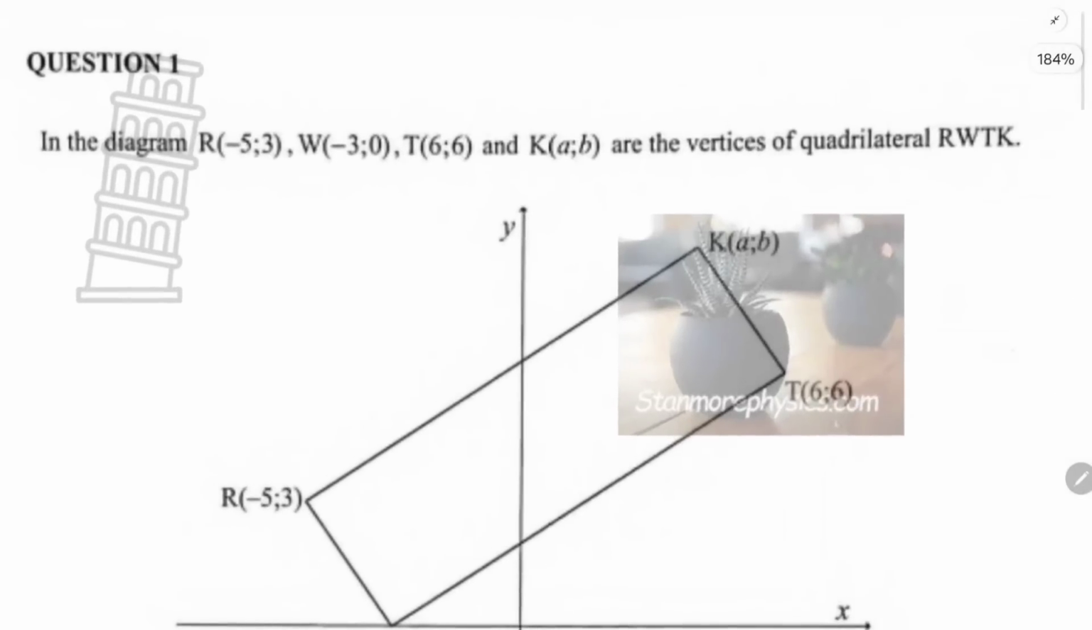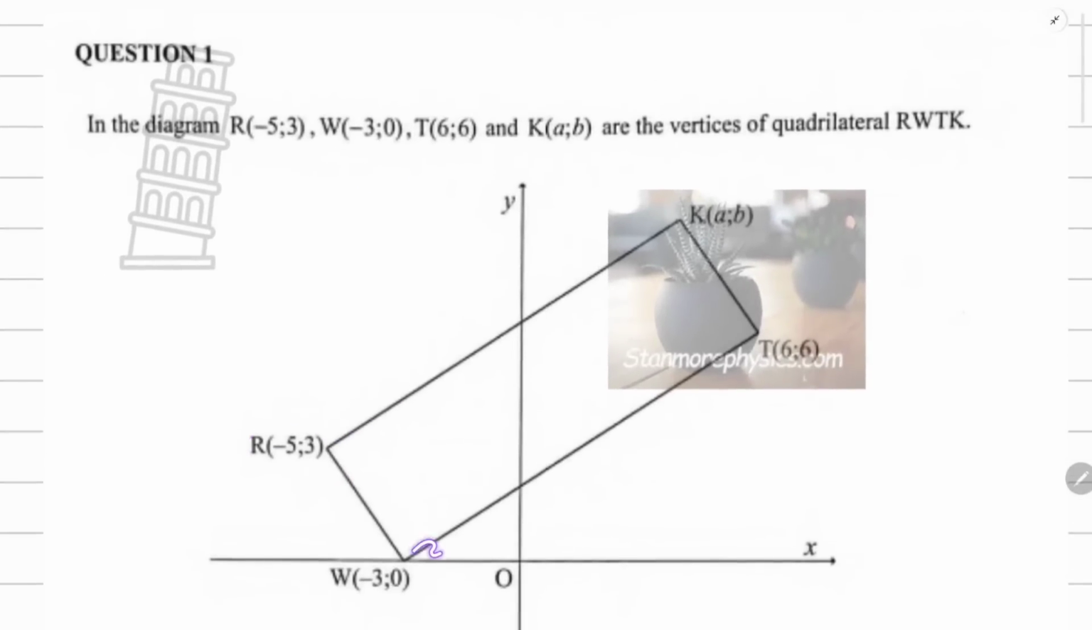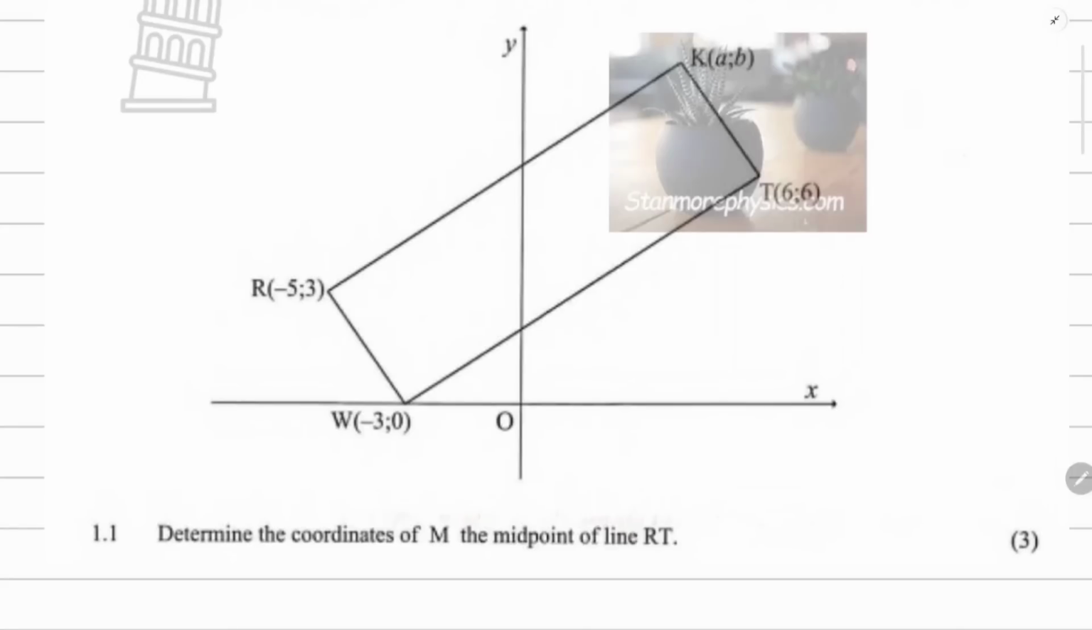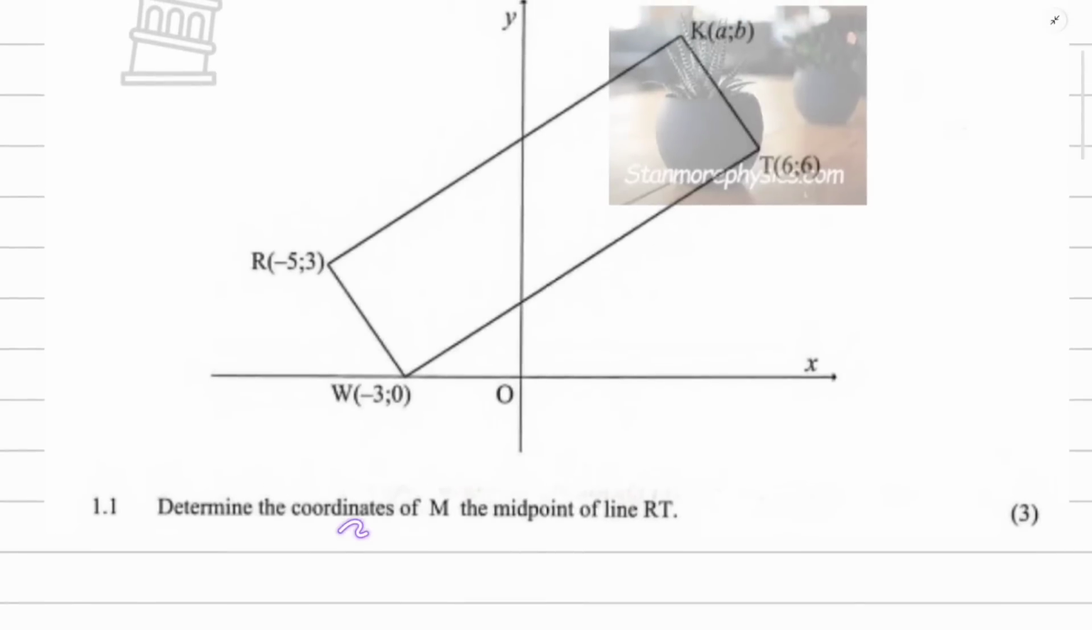So the first question says, in the diagram, R, which is -5 and 3, W, which is -3 and 0, T, 6 and 6, and K, A and B are vertices of a quadrilateral. Okay, so this quadrilateral RWTK, but they don't tell us that it is a specific type, like a rectangle or parallelogram. They don't say anything like that. We just know it's a quadrilateral. Okay, so the first question is to determine the coordinates of M, which is the midpoint of line RT.